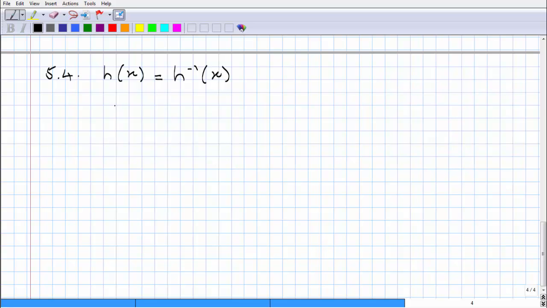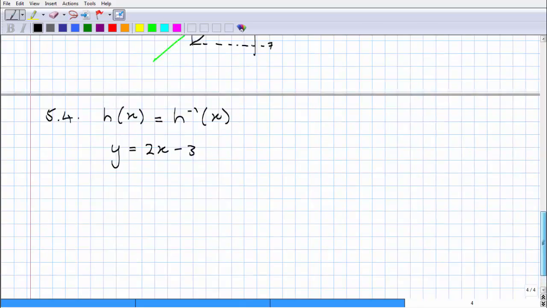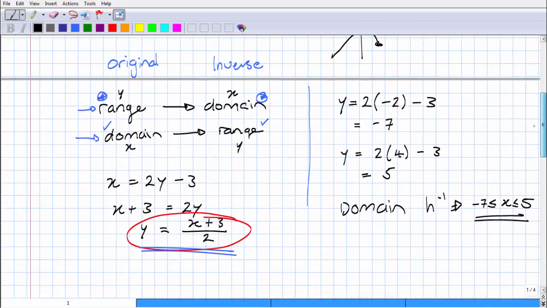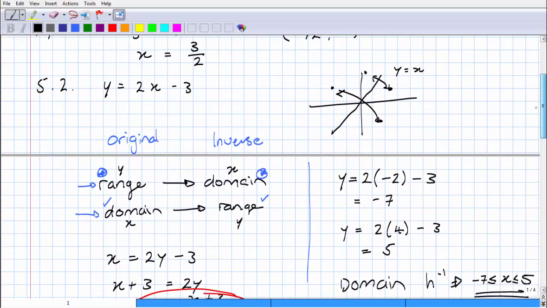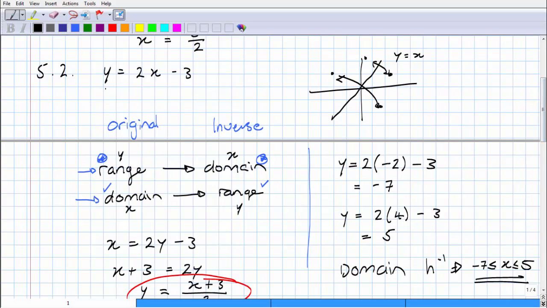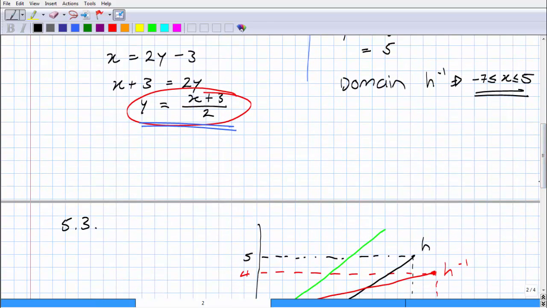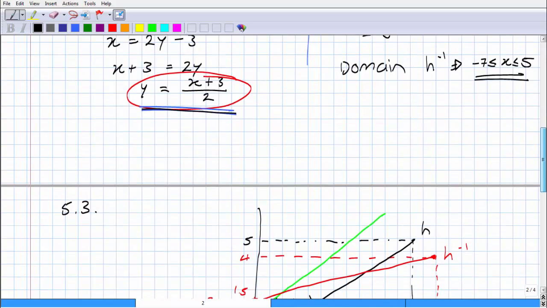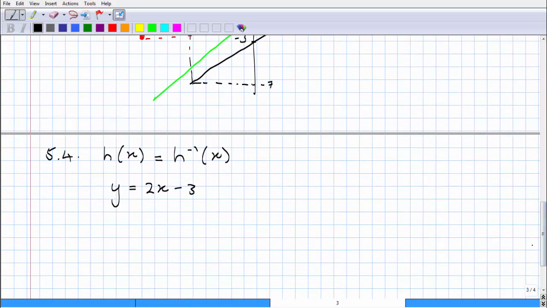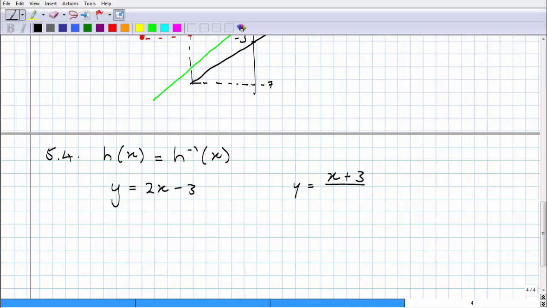Well, we know what the original graph equation was. The original graph equation was y equals 2x minus 3. And our new equation for the inverse, as we already calculated, if you didn't calculate that before, you'll have to do it now, is y equals (x plus 3)/2.